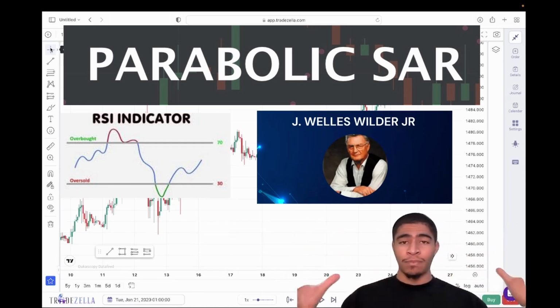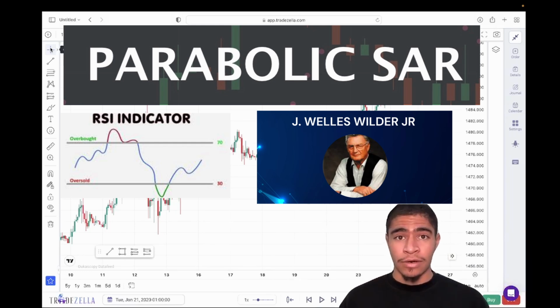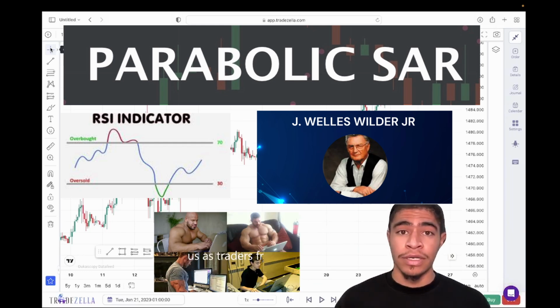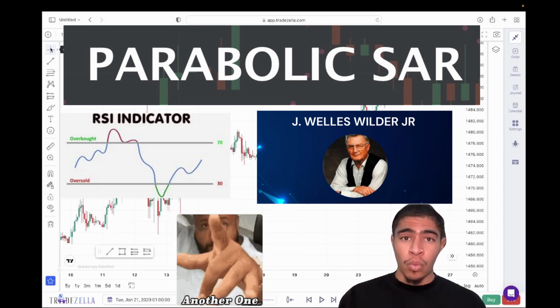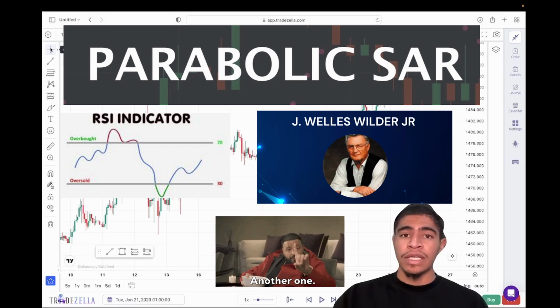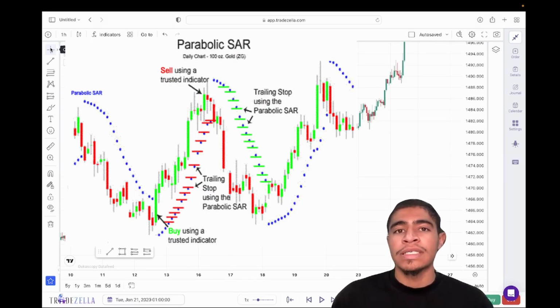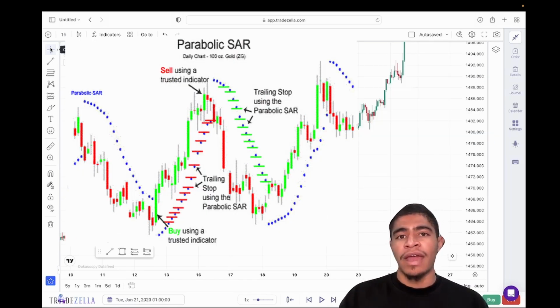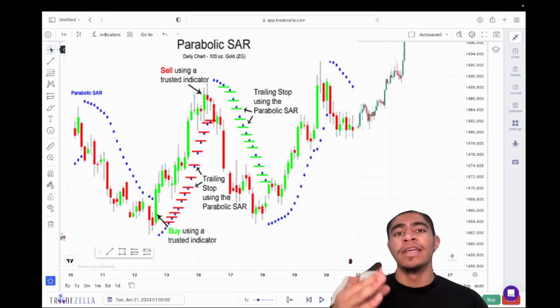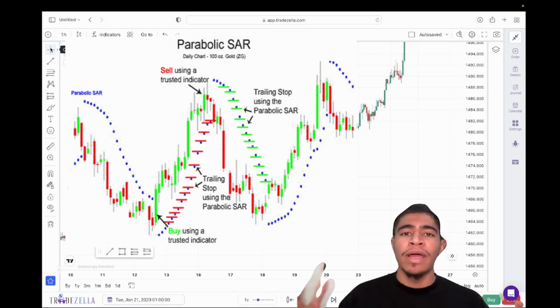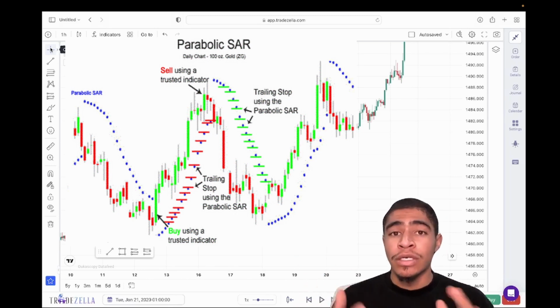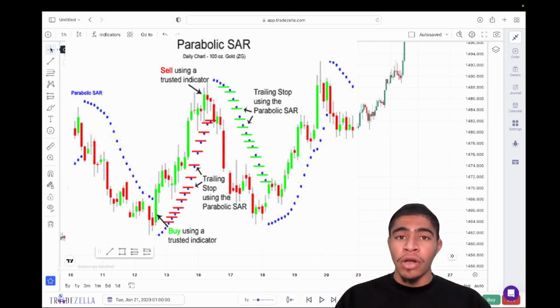He's the creator of a few indicators that are utilized by a lot of traders today, and this is one of them. And this is one of those indicators that will allow you to find a stop loss, but it does a lot of other things. Now, this indicator works similar to the moving average in the fact that it's a momentum based indicator. It shows where momentum is most likely to go in the market.